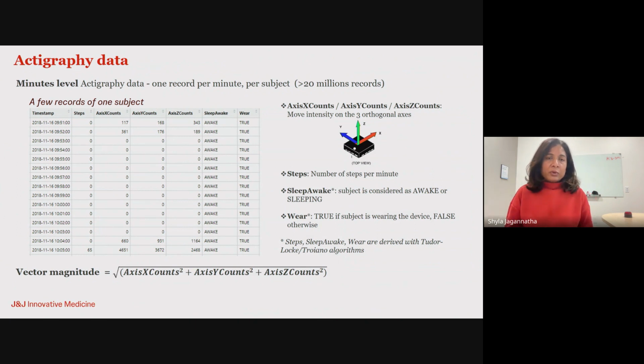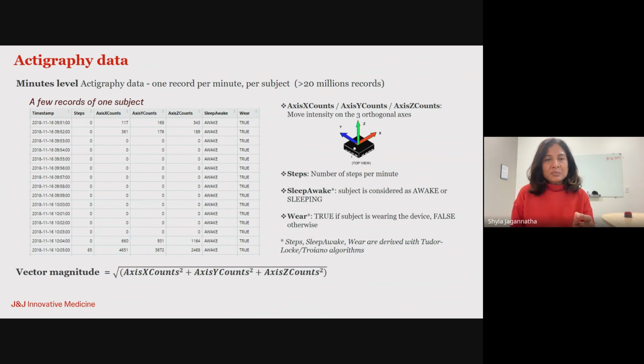Okay, briefly, I'll quickly give you what this actigraphy data looks like. This is the raw data that we work with to extract the endpoints. This is a few records of each of a subject. The first column is the timestamp. It's a minute level timestamp. The second column is the number of steps per minute.